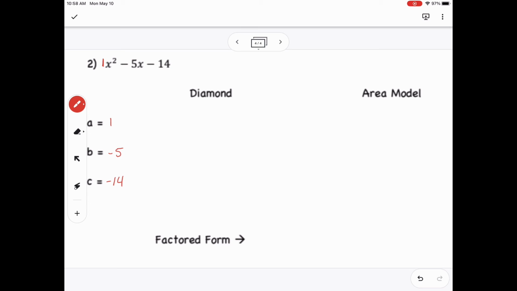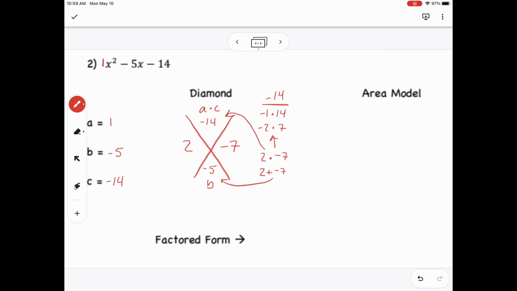Number 2, my a value is 1, b value is -5, c value is -14. Multiplying 1 times -14 gets me -14. My b value is -5. So now I need to find factors of -14 that add up to get me -5. There are only 2 sets of factors. With the negative value, I can switch where the negative goes, so I can actually write it as 2 and -7. They add up to get me -5, so those will be the values I use.